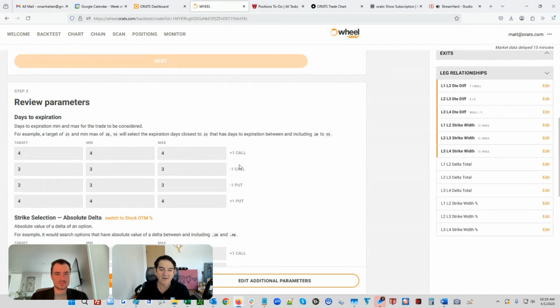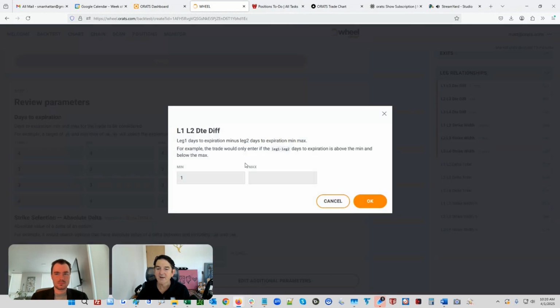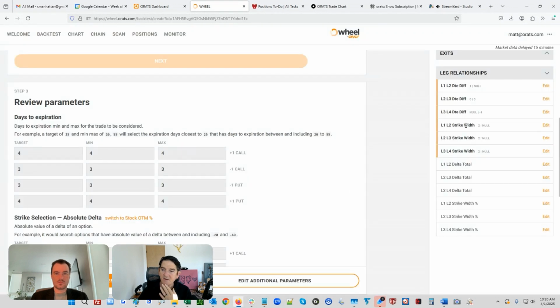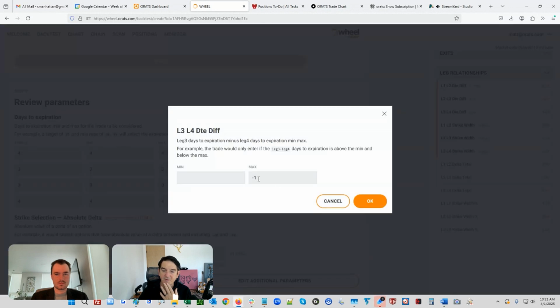Leg 1 minus leg 2. That's going to be positive days, so you have to set it like a minimum of 1. There's no maximum. So that's how you set that one. And then leg 2 minus leg 3, you want that to be the same. And then leg 3, the short put, minus the long put. So that's going to be shorter term. So if that's 3 and that's 4, 3 minus 4 is -1. So -1 is the max on that one.